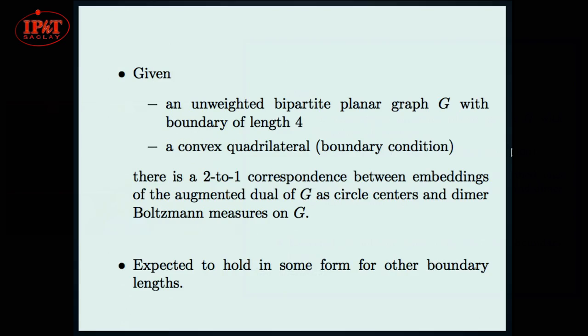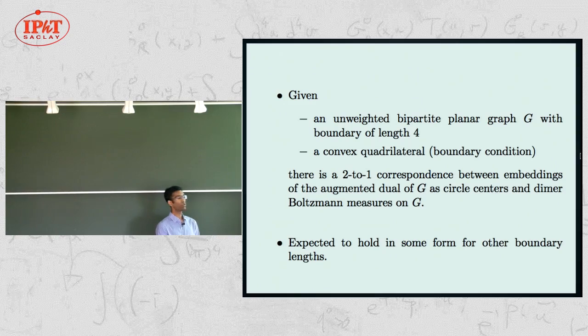So another way to say that is the following. Start with an unweighted bipartite planar graph with boundary length 4 and prescribe some boundary conditions, some convex quadrilateral. Then there is a 2-to-1 correspondence between, on the one side, embeddings of the augmented dual of G as circle centers, and on the other side, Boltzmann probability measures for the dimer model on G. So this is somehow the content of this dimer circle correspondence. It's a correspondence between some dimer probability measures and some embeddings of the geograph.